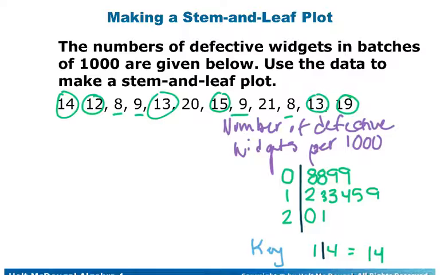Anytime you're doing these types of graphs, you always want to double check that how many digits you were given is how many are represented in your table. So let's see, 3, 6, 9, 12 digits were given, and 1, 2, 3, 4, 5, 6, 7, 8, 9, 10, 11, 12 were written down. So this entire set right here is our stem and leaf plot.